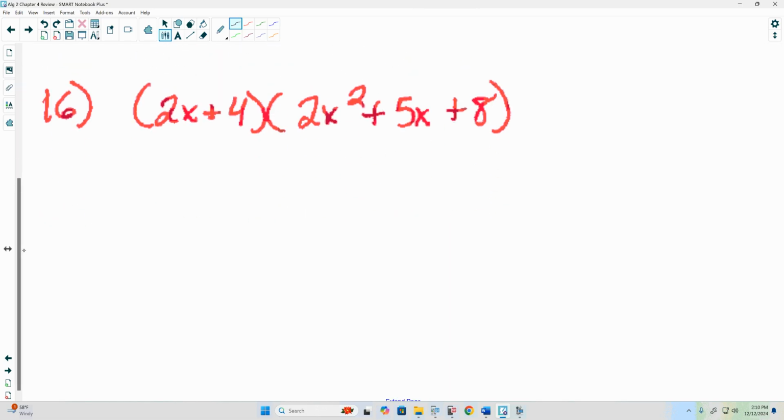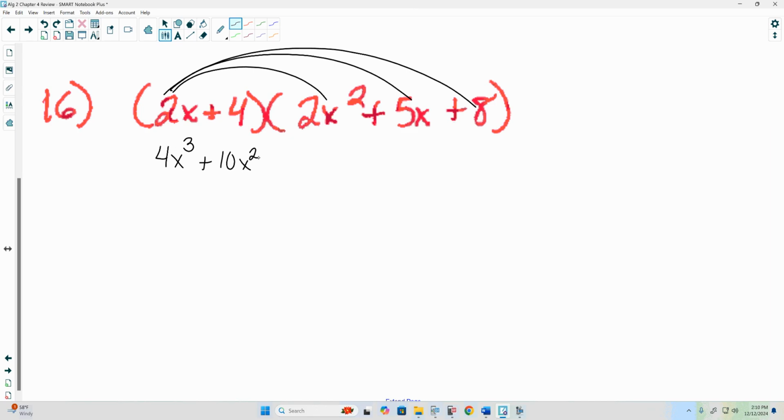16 is very similar to 15, but since we have two terms in front instead of one, we got to do this distributive property twice. And the first one we're going to multiply through is 2x. 2x times 2x squared, 2 times 2 is 4. X times x squared is going to be x cubed. 2x times 5x, our 2 times 5 is going to be positive 10. X times x is x squared. And 2x times 8, 2 times 8 is going to be plus 16. And we still have our x.